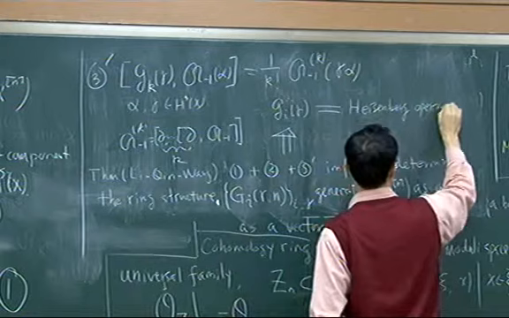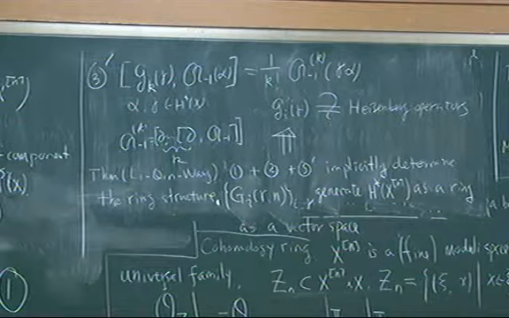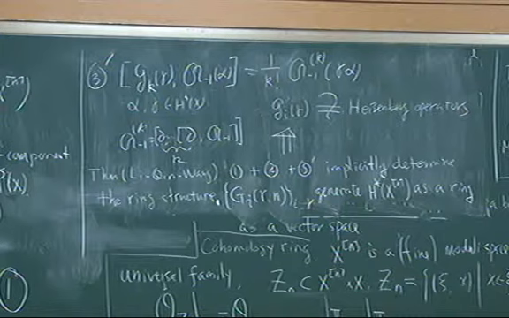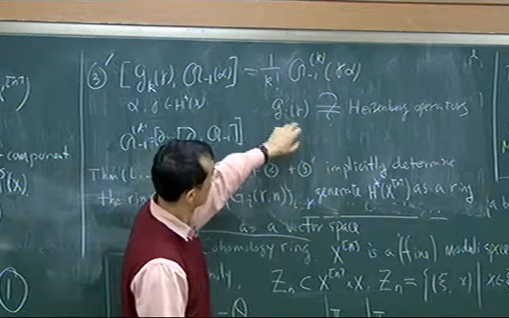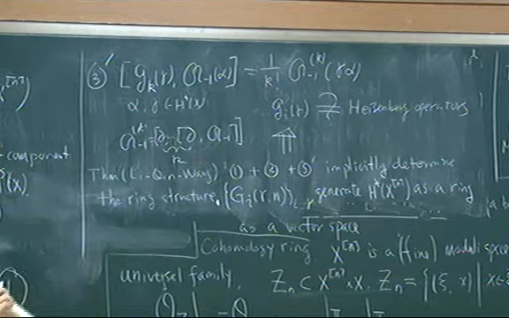If we can understand the ring structure, because the cohomology is generated as a vector space by the Heisenberg creation operators. If we can represent the generators of the ring in terms of Heisenberg operators, then we know how the generator acts on each element of the vector space. Therefore, we know the ring structure.